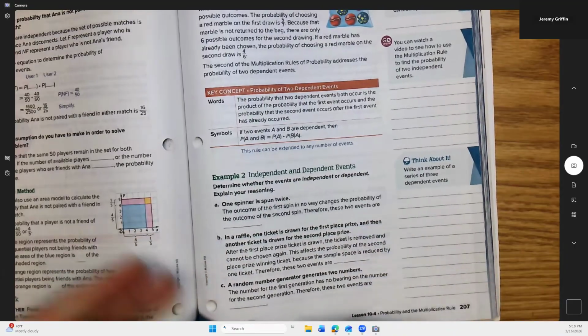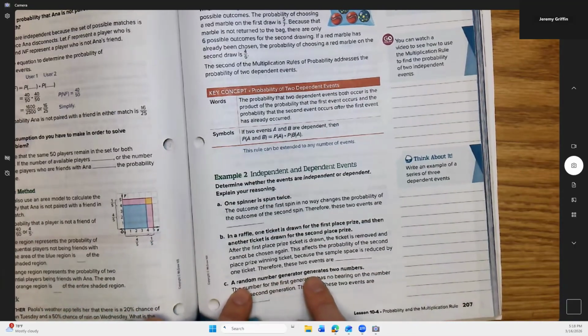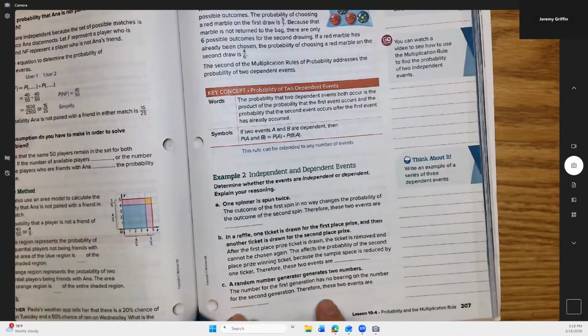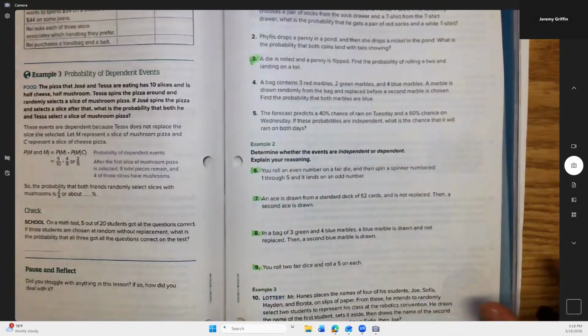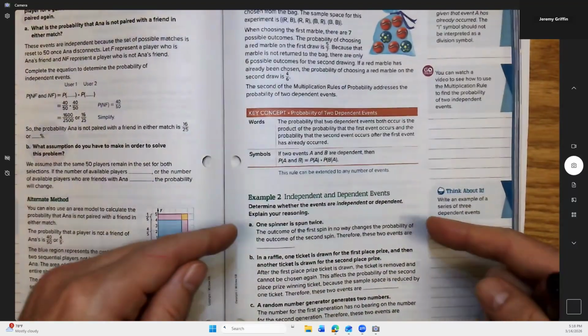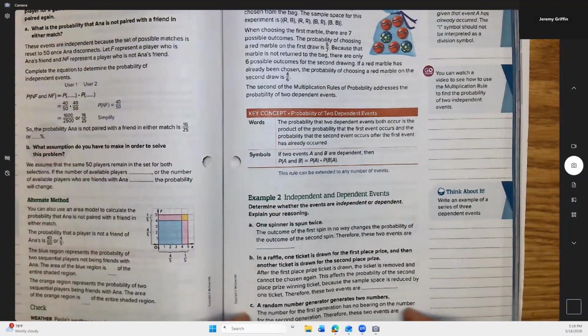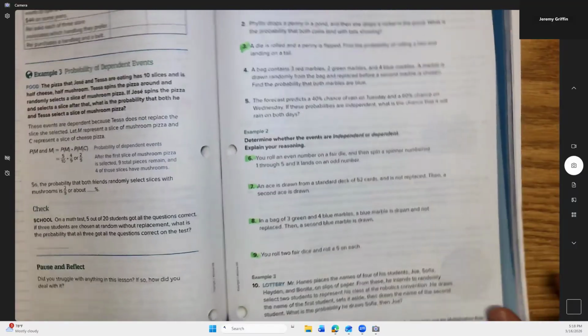You could change the case to make that the opposite. But a random number generator generates two numbers. Yeah, this looks like also independent because the second number would have nothing to do with the first number. All right. So I think the default assumptions here would be independent, dependent, and independent. So that's probably what they're looking for.